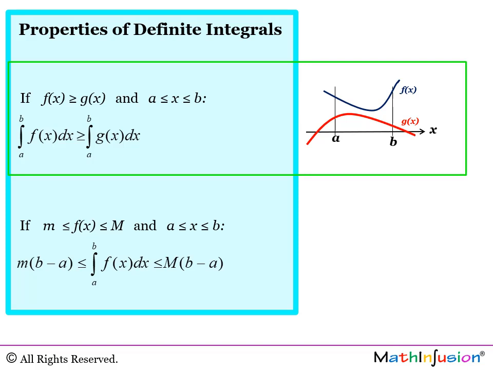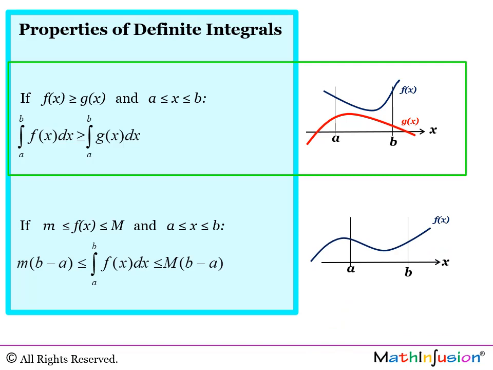And what happens if f(x) is greater than or equal to m and less than or equal to capital M, and again a is less than or equal to b? Then m times (b minus a) is less than or equal to the integral of f(x) dx between a and b, which is less than or equal to capital M times (b minus a).